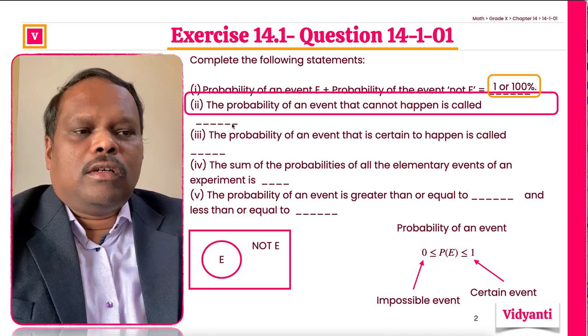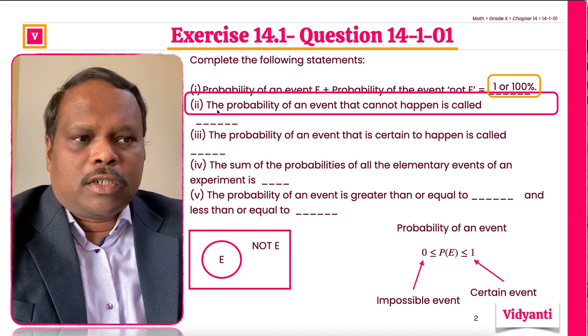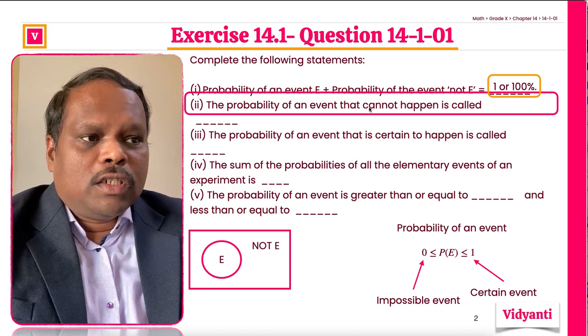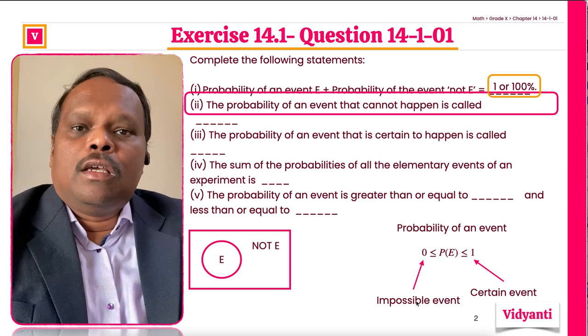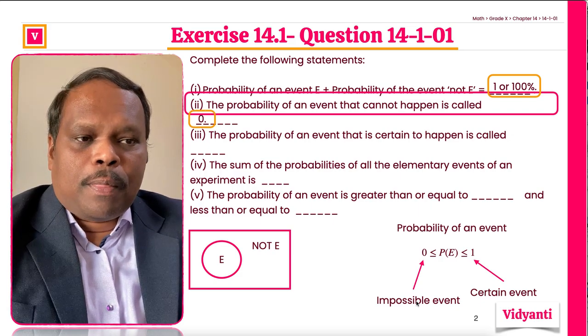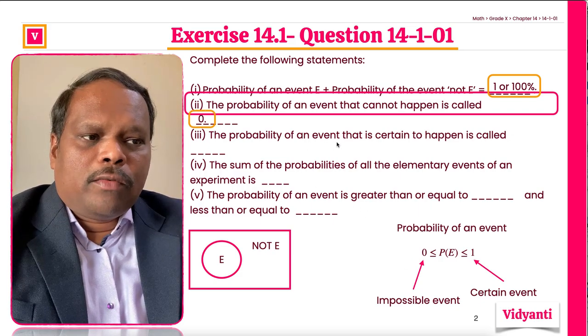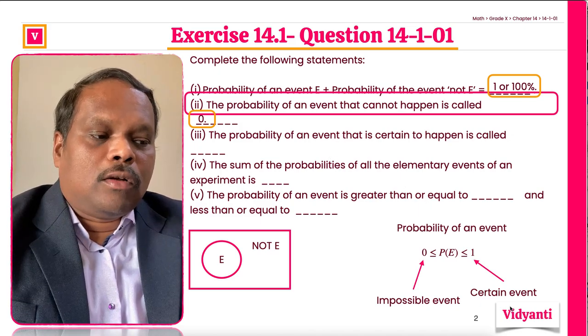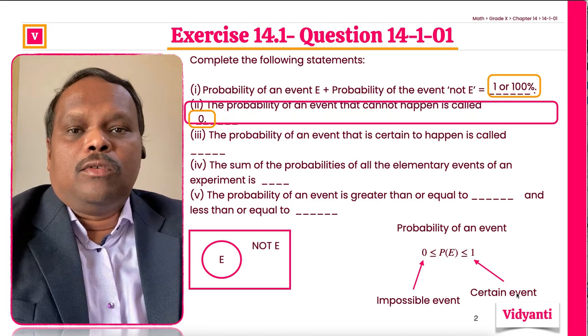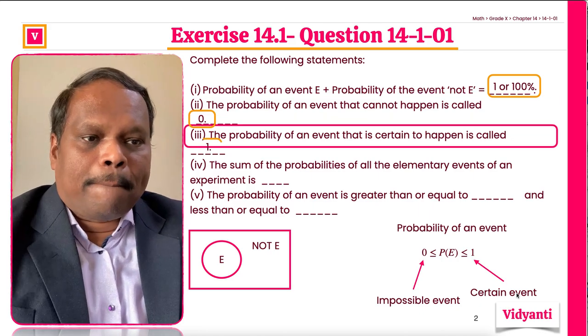So with this, let us try to answer this question. Probability of an event which cannot happen. So cannot happen, that's like an impossible event. That would always be 0. On the other hand, probability of an event that is certain, sure, bound to happen, that will always be on the other side of the spectrum. That would be exactly 1.